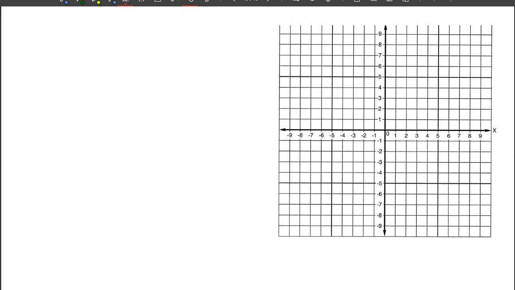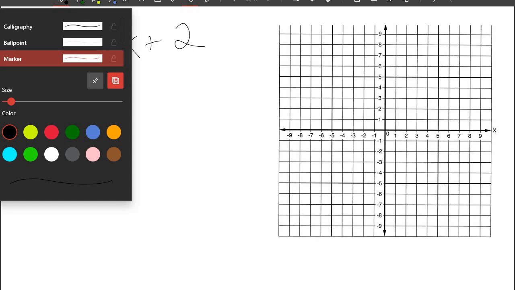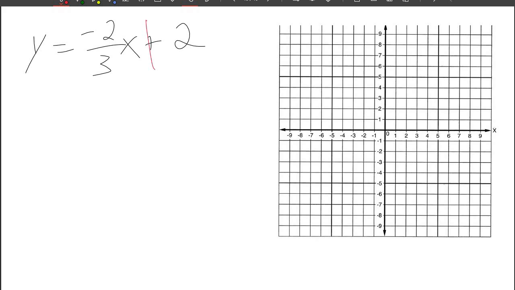Let's go do another one. Let's say my formula is y equals negative 2/3 x plus 2. All right. Starting point.